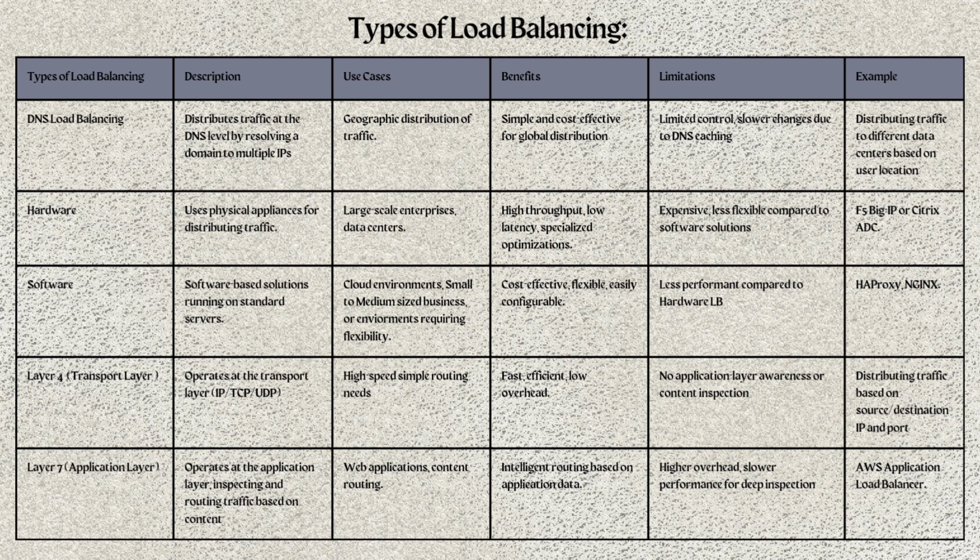Layer 4, transport layer load balancing. This operates at the transport layer of the network, distinguishing the type of network call, TCP or UDP. TCP stands for Transmission Control Protocol, UDP stands for User Datagram Protocol. TCP network calls are for web and UDP network calls are for video streaming. These don't care what data is sent and what is received. This is used in high-speed, simple routing needs and for fast and efficient, low overhead requirements.